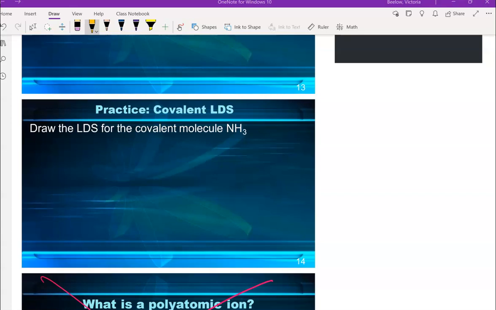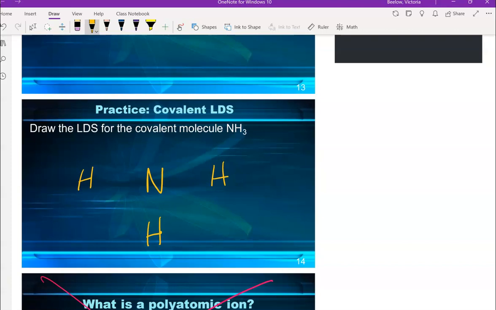In this video, I'm going to go over how to draw the covalent Lewis dot structure for NH3. So the first thing you want to do is write the element that you only have one of in the compound or molecule, which in this case we only have one nitrogen and we have 3 hydrogens. So I'm going to put that one nitrogen in the center, and then 3 hydrogens we're going to put around that. The nitrogen is what we're going to call the central atom.